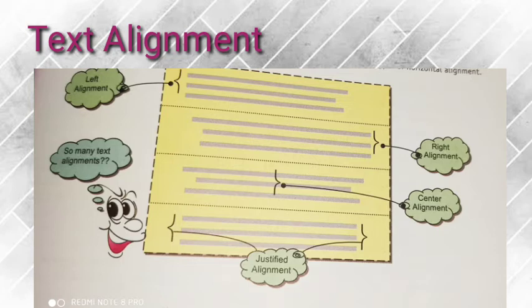Now the last one is justified alignment, where the text is flushed both left and right. None of the left and right edges of the text appear ragged. It is equal from both the sides. So that is called justified alignment.